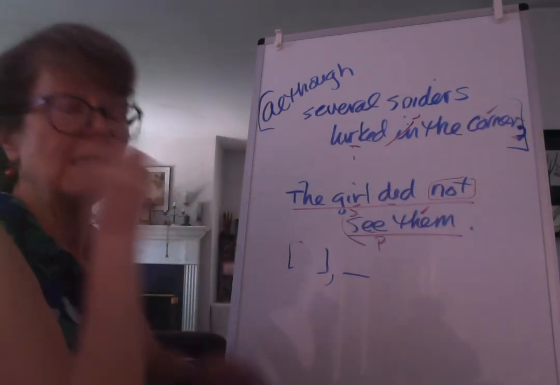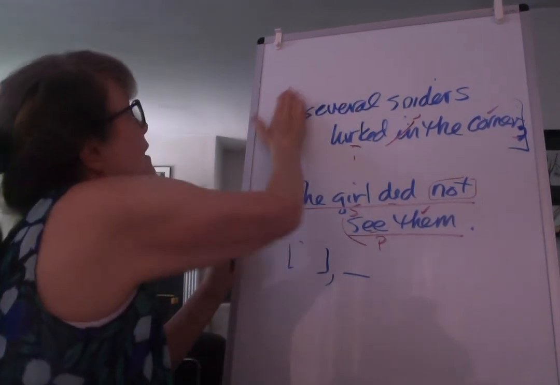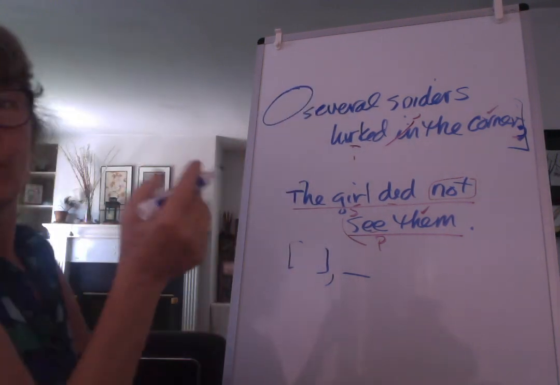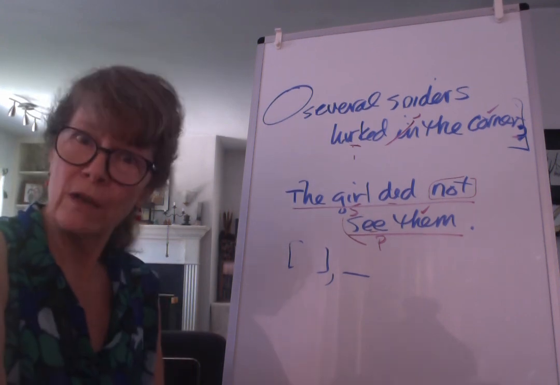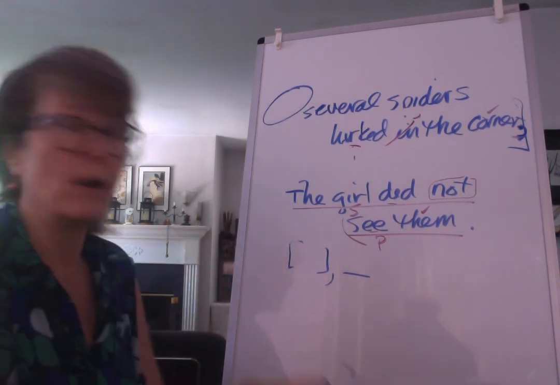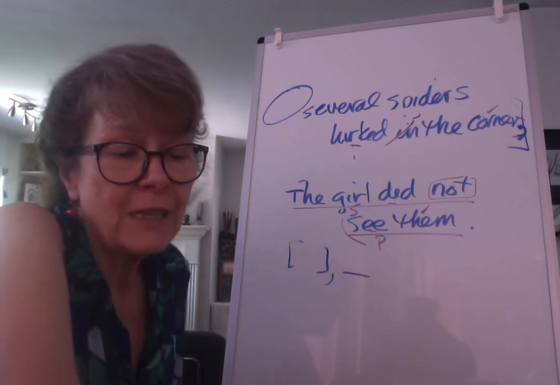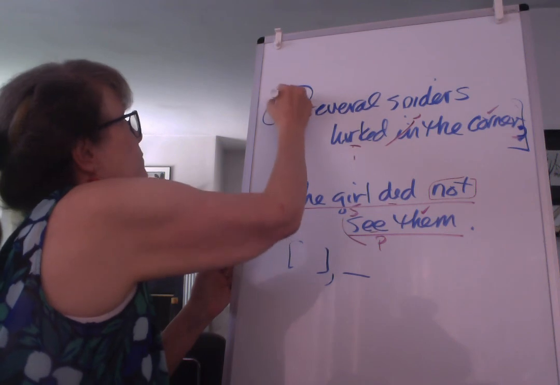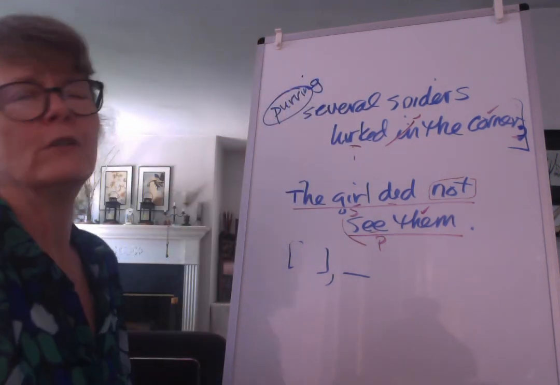All right, one last thing. Notice that I said the word that goes here has to be a word that makes this a subordinate clause. It was a main clause. If I put a word there, it changes it into a subordinate clause. Look, if I put these other words there, what if I put purring? Purring, several spiders lurked in the corner.